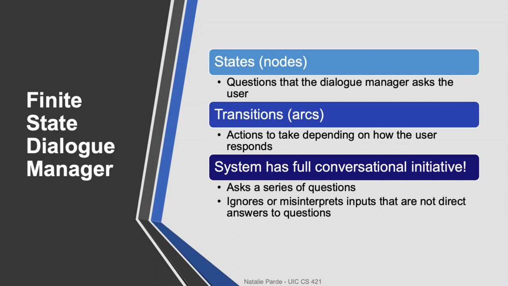Since the states are entirely comprised of questions from the dialogue system, this means that the system has full conversational initiative. It's impossible for a user to knock it off course because it'll just ignore or misinterpret inputs that aren't direct answers to its questions. If you recall from earlier this week, system initiative dialogue systems aren't really everyone's favorite because they can get pretty annoying for users who want to do something that isn't part of the predetermined course. However, for this reason, these types of dialogue managers are also excellent for getting the job done, at least from the system's perspective.